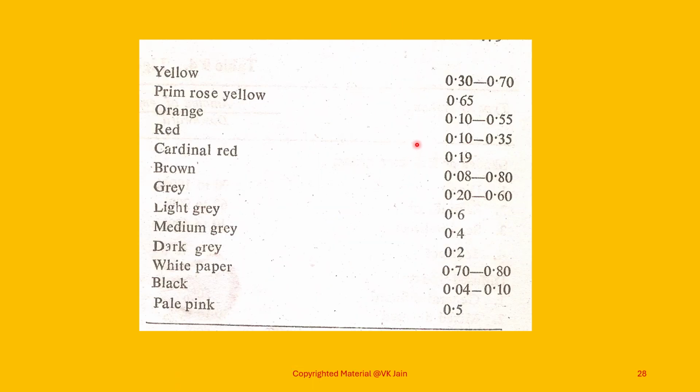The reflectance value, that means reflectance factor of various color shown from violet, indigo, blue, sky blue, pale blue, green, light green and olive green. They have a varying reflection factor. Friends, this table shows remaining colors and colored surfaces and their reflectance factor.